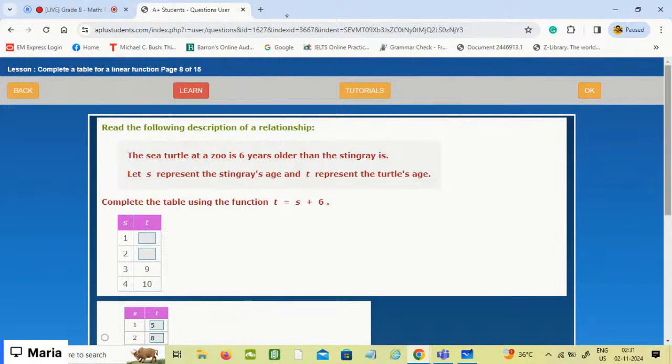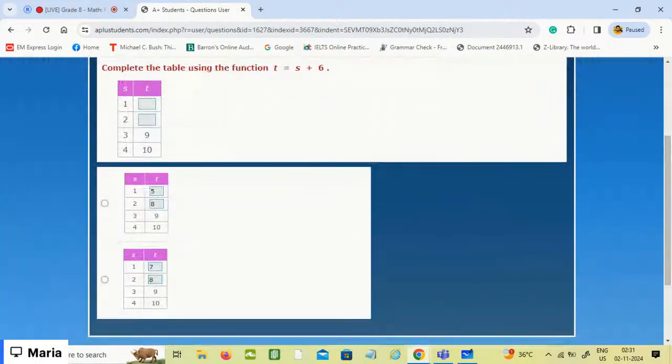Complete the table using the function t equals s plus 6. So, which is the correct option? The correct option is option number 2. Very good. That is t equals 7 and t equals 8, right? Option number 2 is the correct option.